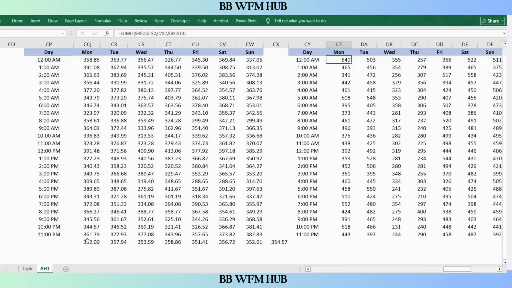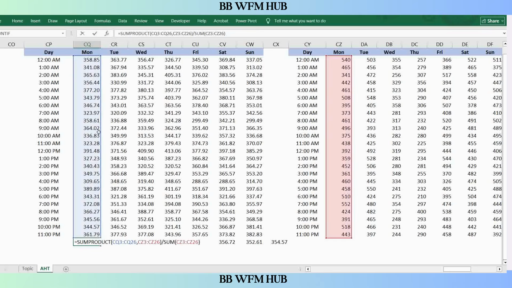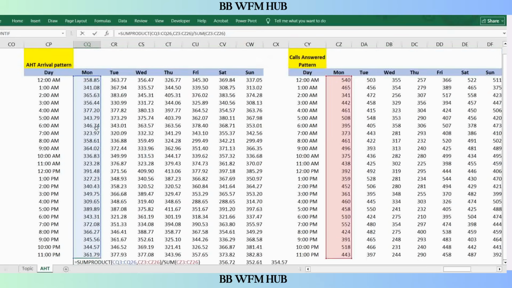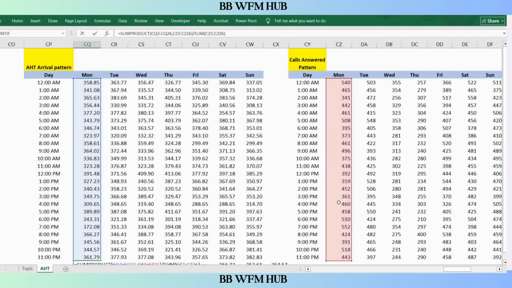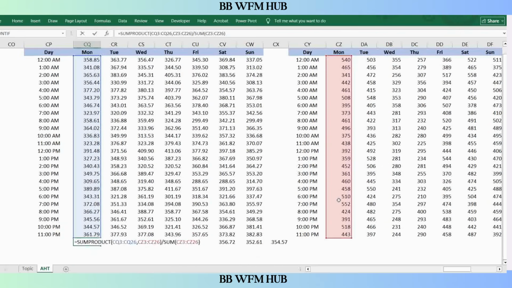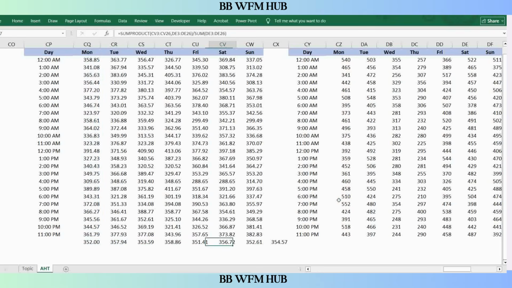The day's AHT. We know that to calculate the cumulative AHT, we need to use the sum product formula, because AHT is already the average handle time and we cannot take the average of averages. So for that reason, we are going to use the sum product here. We are doing the sum product of AHT times calls answered and dividing it by calls answered. And this is what we are doing for all the days.